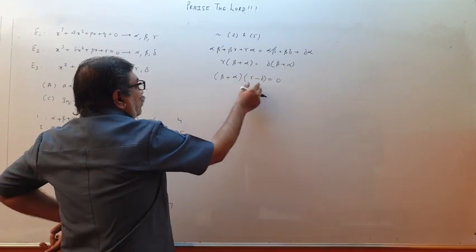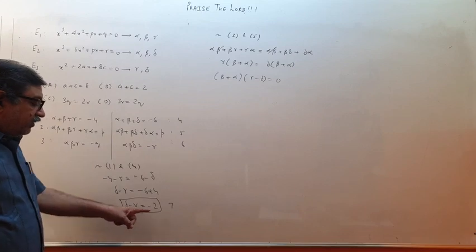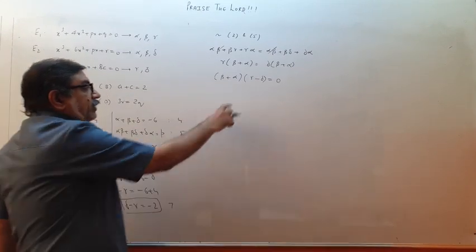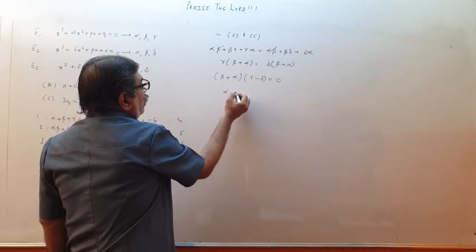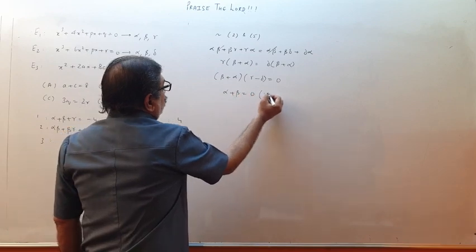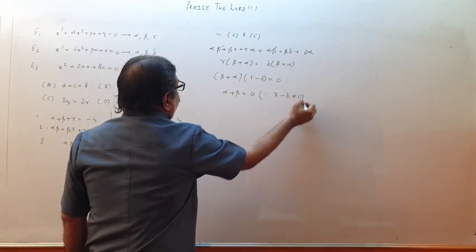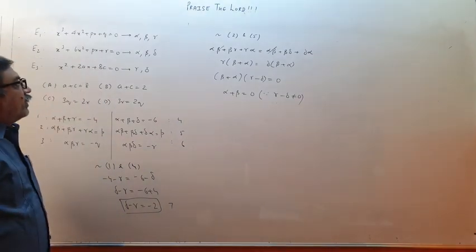So either this is 0 or this is 0. But I know that gamma minus delta is minus 2, so this is not 0. So this will be 0. Therefore alpha plus beta is 0, since gamma minus delta is not 0. So alpha plus beta is 0.